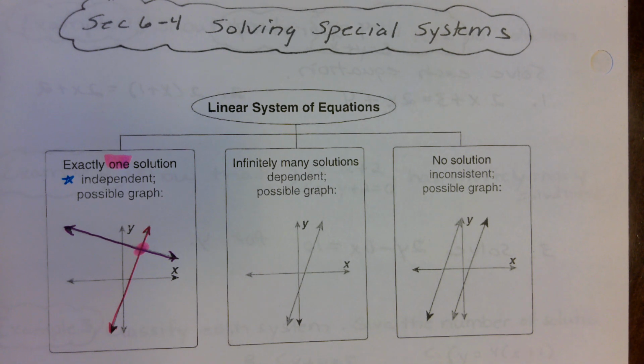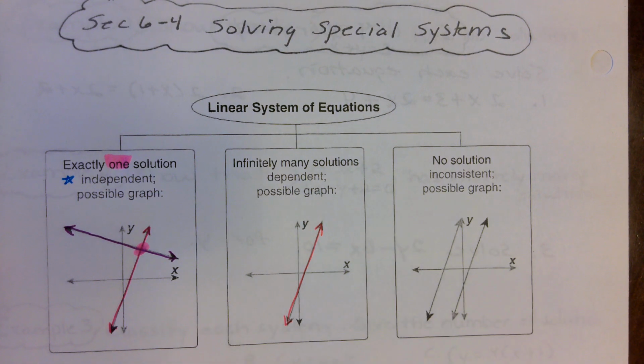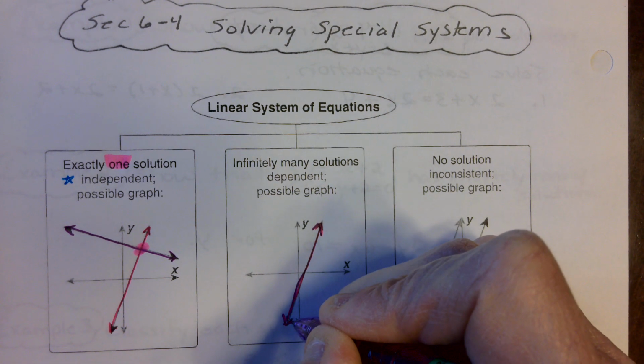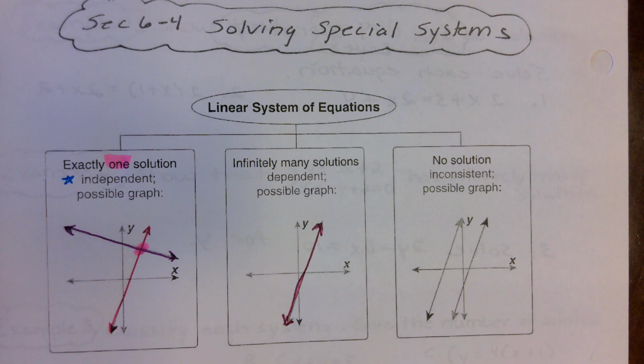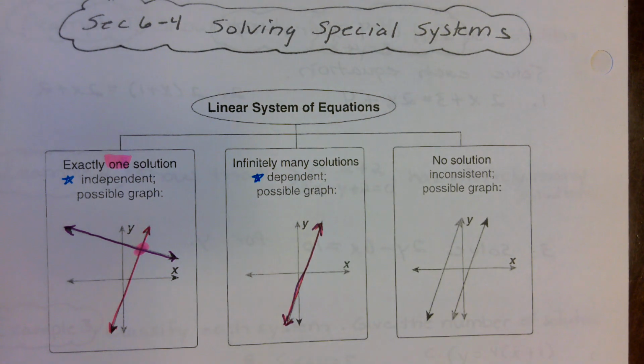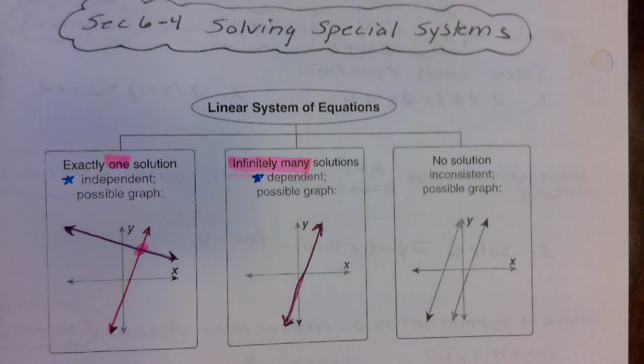Anyway, the other type is where we graph a line. So here we go, we graph that same line, and then you graph another line. And what happens? It's on top of itself. It's the exact same line. And we call that dependent when it overlaps like that. And if you notice, that has how many solutions? Infinitely many solutions.